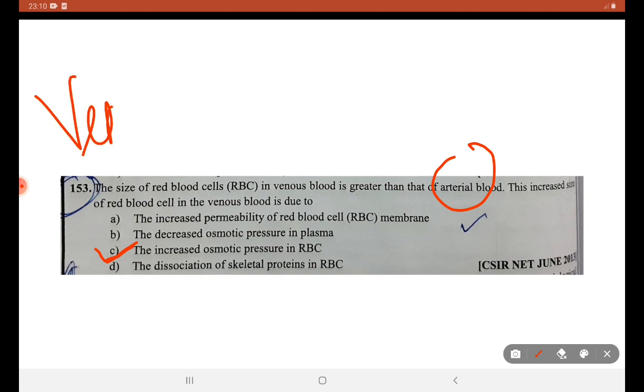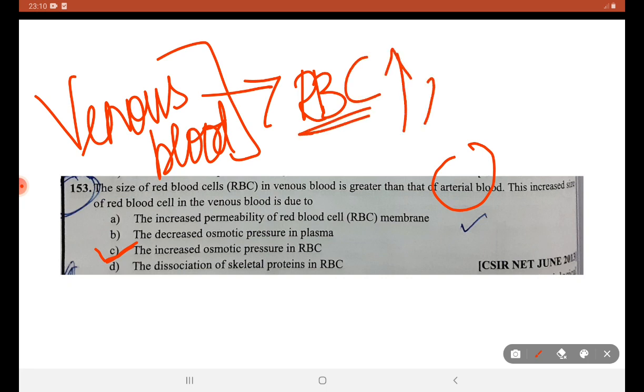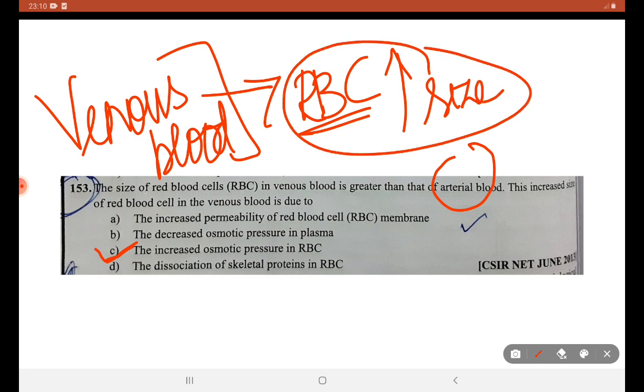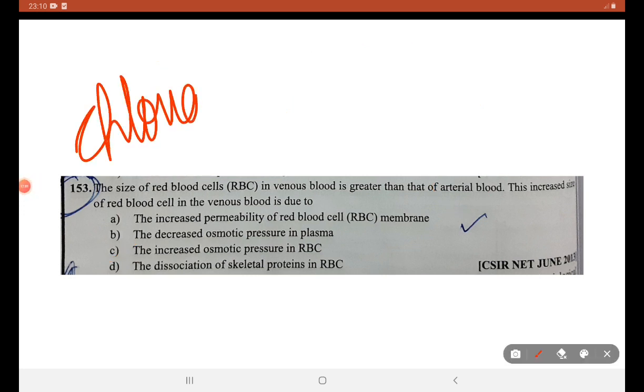So our new learning is: in venous blood, the size of RBC increases. It is due to chloride shift. Okay.